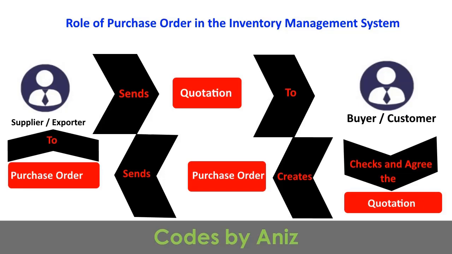Before raising a purchase order, there is also an out-of-system process called quotation. The customer or buyer requests the quotation from the supplier, and after agreeing the quotation, the customer issues the purchase order. This purchase order is a legal document, and either of the parties can sue the other party legally on breaking the terms and conditions mentioned in the purchase order.